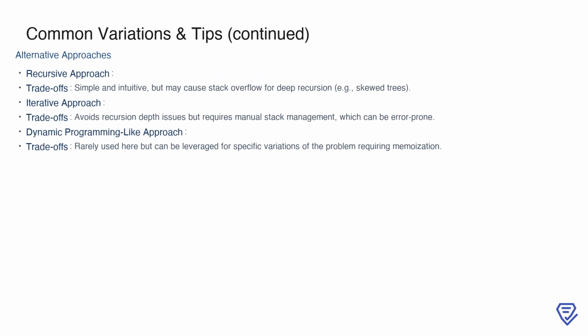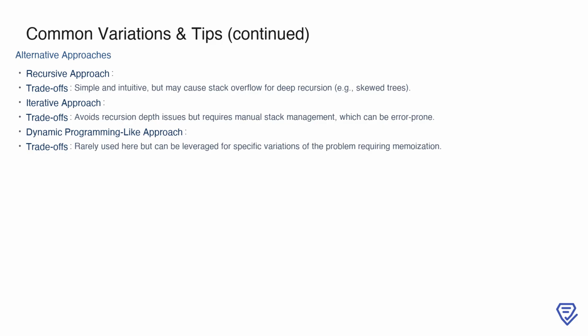Finally, let's explore some alternative approaches to solving this problem. The recursive approach is the most straightforward and intuitive. However, it comes with the risk of stack overflow for deeply skewed trees, as the recursion depth can become too large. On the other hand, the iterative approach avoids these recursion depth issues by using a manual stack.